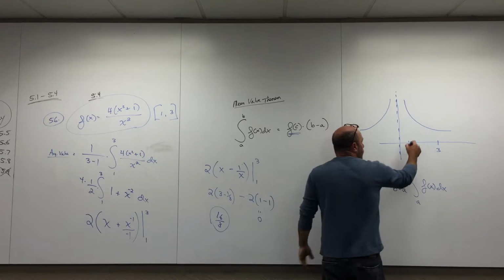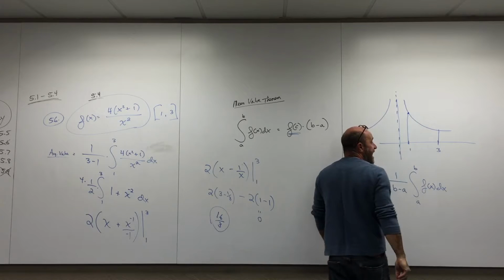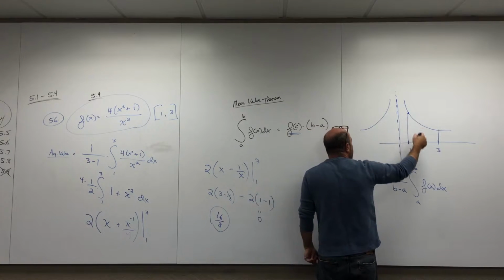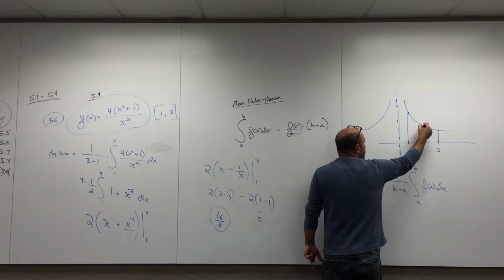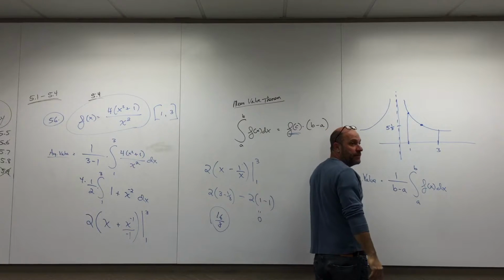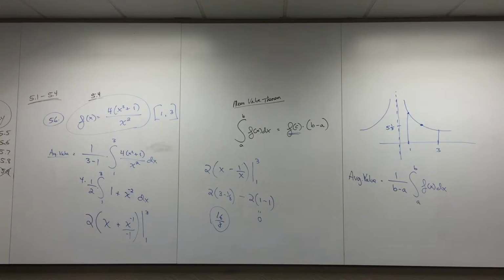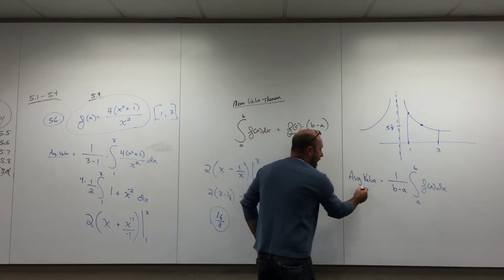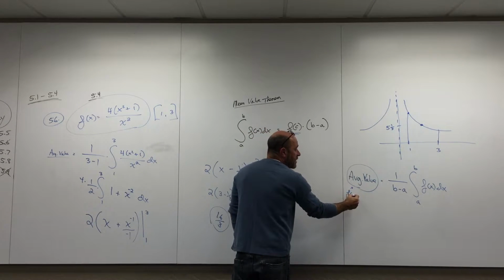And what did we find? I don't know what this height is, but what we found was the average height. The average height is 16/3, or 5 1/3. It's somewhere in here. We found this average height, 5 1/3. The average value of the function is what it's called. It's a y value, a function value. It's known as f of c.